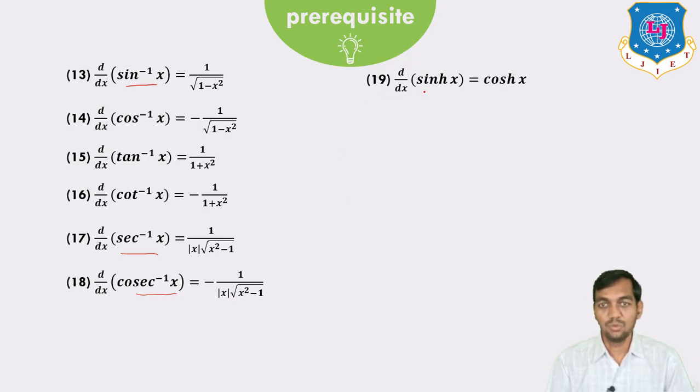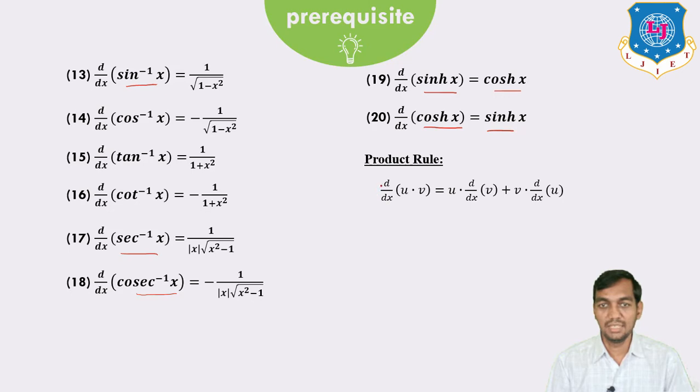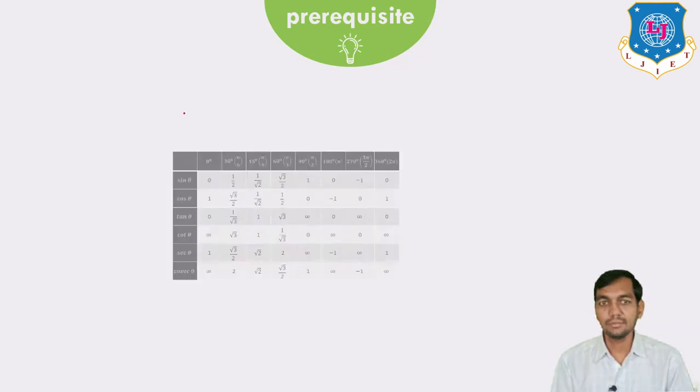Now sin hyperbolic x has a derivative cos hyperbolic x, and cos hyperbolic x has a derivative sin hyperbolic x. Then the product rule: derivative of u into v is u as it is into derivative of v plus v as it is into derivative of u. In the same manner, the division rule or quotient rule: d by dx of u by v is equal to v as it is into derivative of u minus u as it is into derivative of v, whole divided by v square.